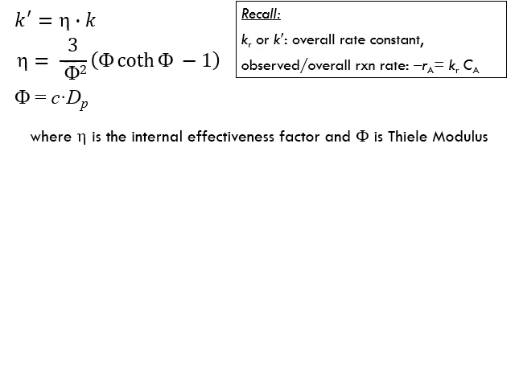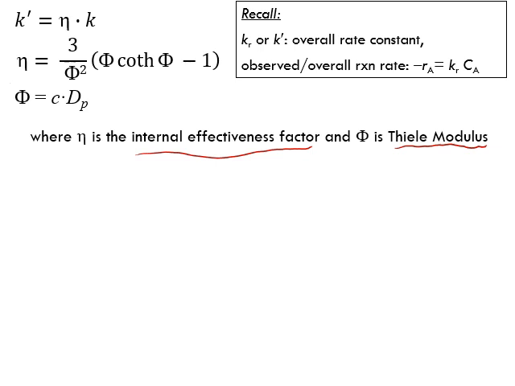So let's see what we have. It's given that k prime, the overall rate constant, equals eta times k. What is eta? Eta is the internal effectiveness factor. What does it equal? Eta equals 3 over phi squared times (phi coth phi minus 1). And what is phi? Phi is c times d_P. Basically, phi is the Thiele modulus. So we said eta is the internal effectiveness factor and phi is the Thiele modulus.